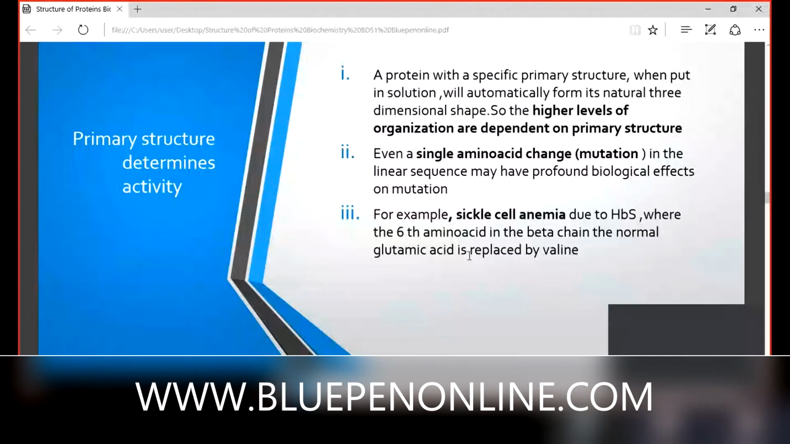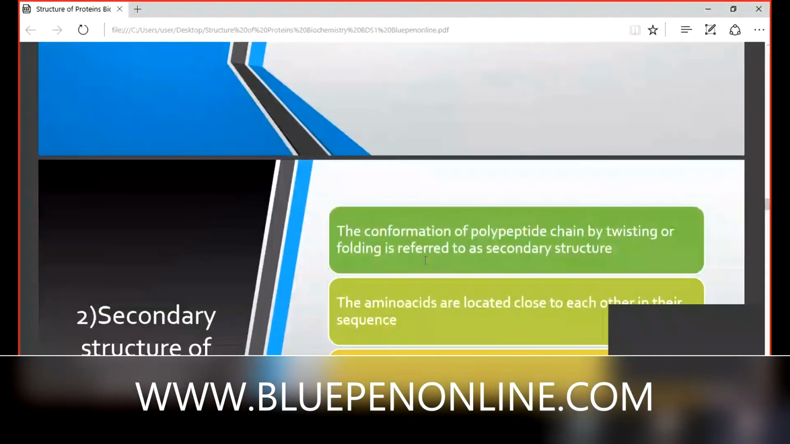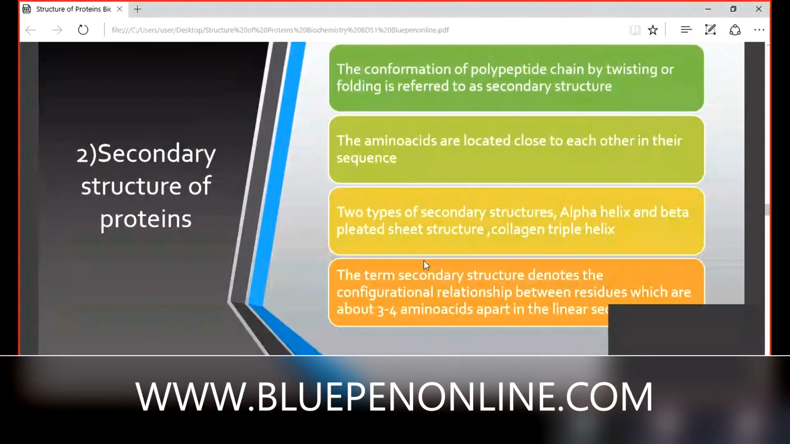We already discussed that a single change of amino acid will create another protein. In the case of hemoglobin, adult hemoglobin HbA contains 2 alpha chains and 2 beta chains. What is the difference between HbA and HbS? HbS means sickle cell hemoglobin. In HbS, the sixth amino acid in the beta chain, actually glutamic acid, is replaced by valine. So all the activities of a protein are based on the primary structure. Clear?